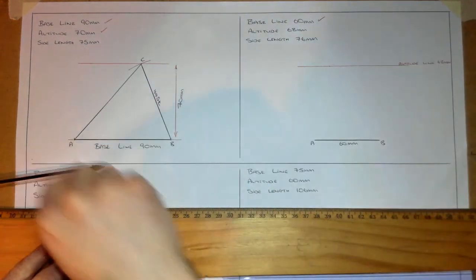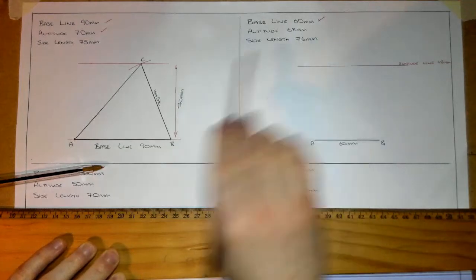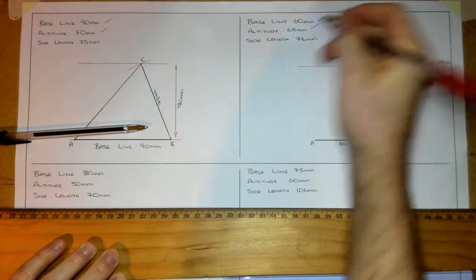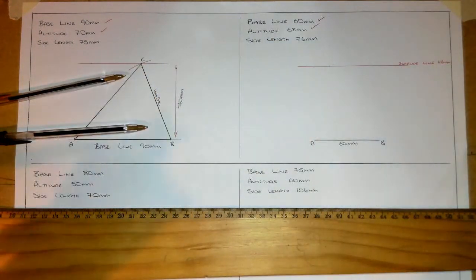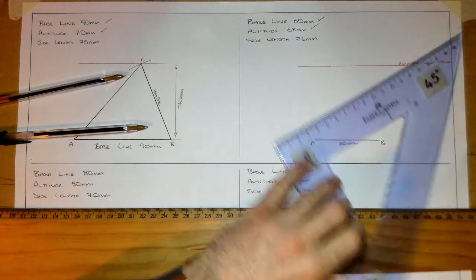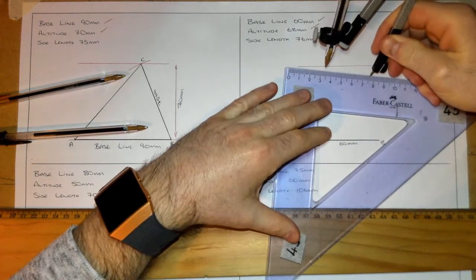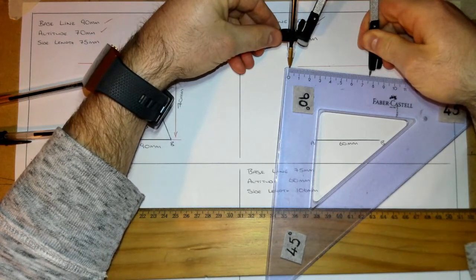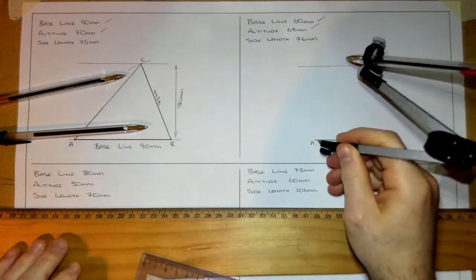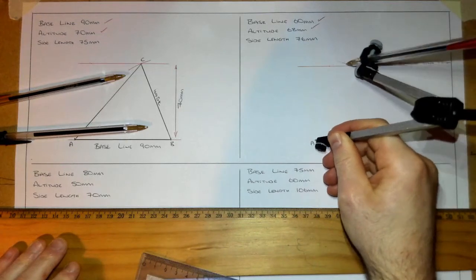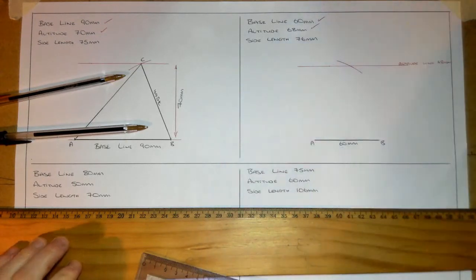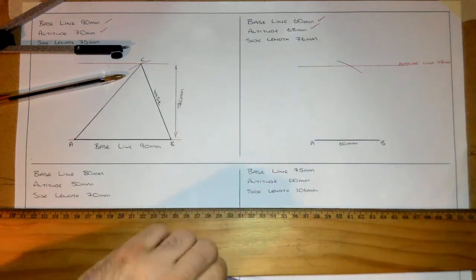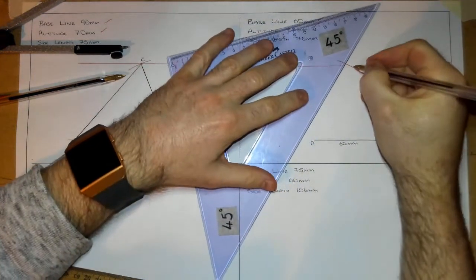Okay, that's my altitude line, 68 millimeters. And now I have a side length of 76. So the last time I had a side length of 75, this time I have a side length of 76. So get that on your set square. 76, and this time I'm going to do it from A. So from A, that arc there is 76 millimeters away from A, where it cuts through my altitude line. I have now found the top of my triangle.